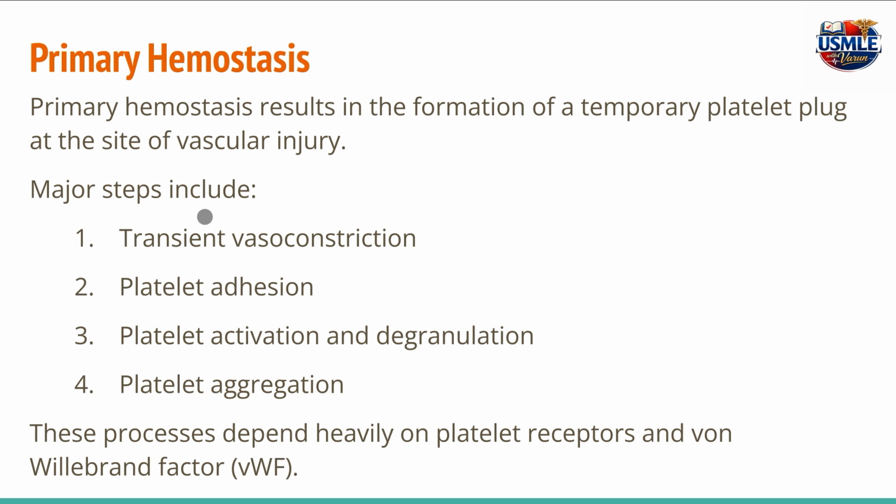Primary hemostasis forms a temporary platelet plug. There are four main steps. First one is transient vasoconstriction. The second step is platelet adhesion. The third step is platelet activation and degranulation. And the final step is platelet aggregation. The entire process depends heavily on platelet receptors and von Willebrand factor. Von Willebrand factor is a factor that's essential for platelet adhesion.